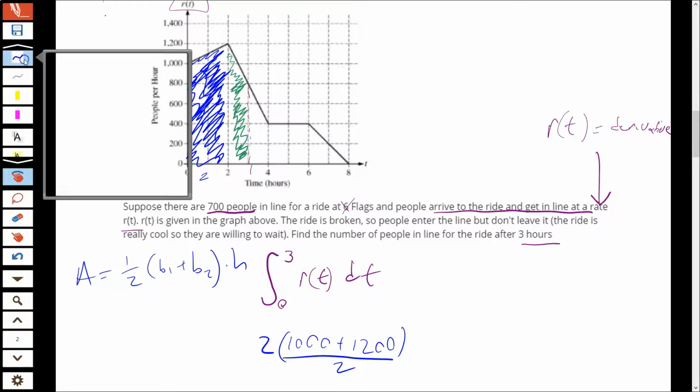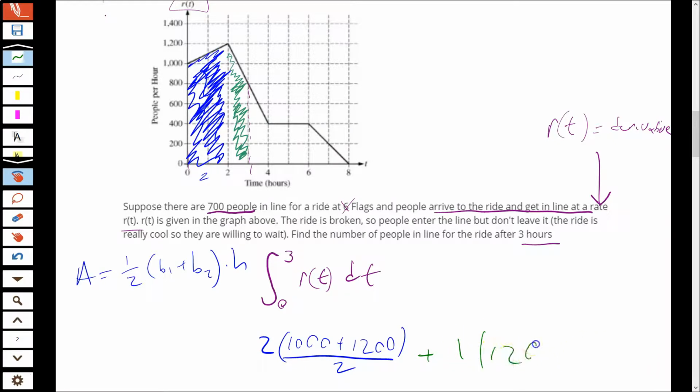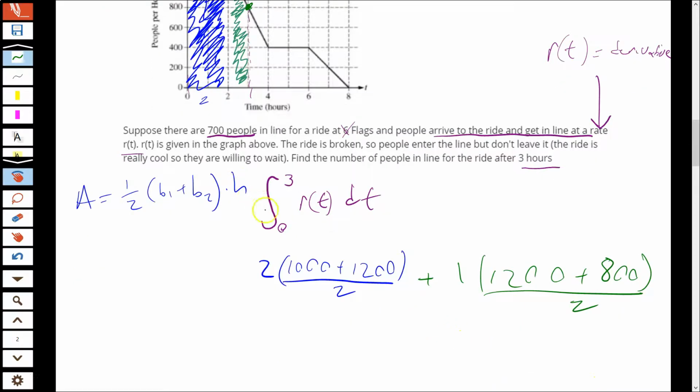And then plus the area of my second trapezoid, which is going to be a height of 1. My first base is going to be 1200 again. So that's this point in the graph. Plus my second base is going to be here, right? That was the hardest one to see, I think. 1200 plus 800 all over 2. Okay. So just to be clear, this expression I wrote down is equal to this integral.